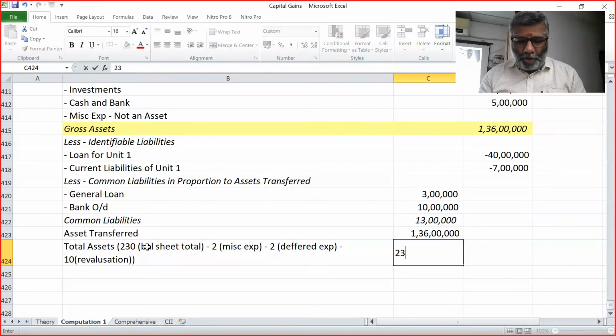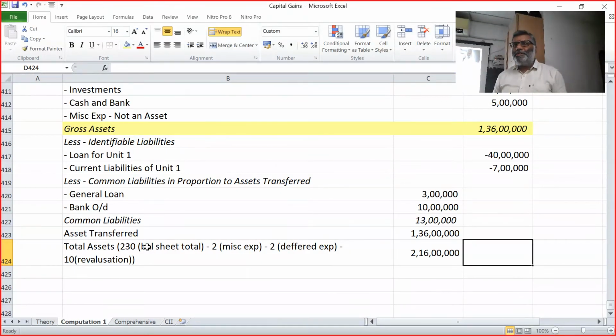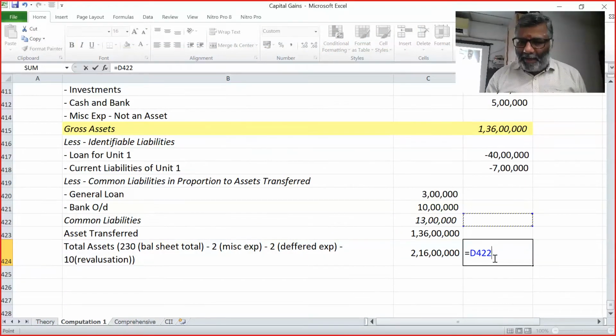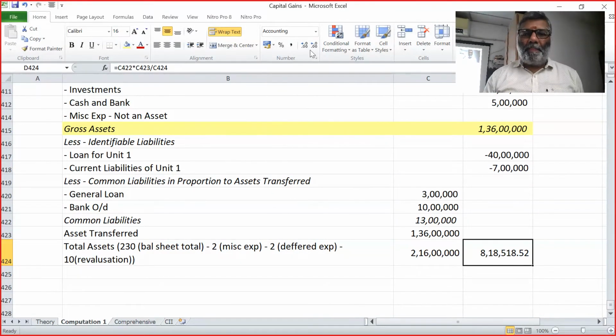So repeating, 2 crore 30 lakhs minus 14 lakhs, 2 plus 2 plus 10, 14 lakhs. 2 crore 16 lakhs is the total asset. Now, common liability in proportion to assets transferred will be 13 lakhs into 1 crore 36 lakhs divided by 2 crore 16 lakhs. Patiently write it out.